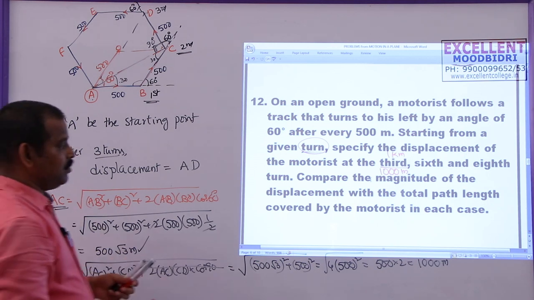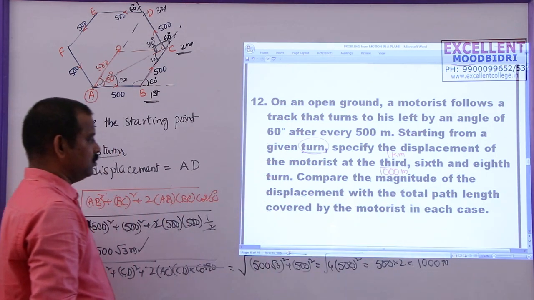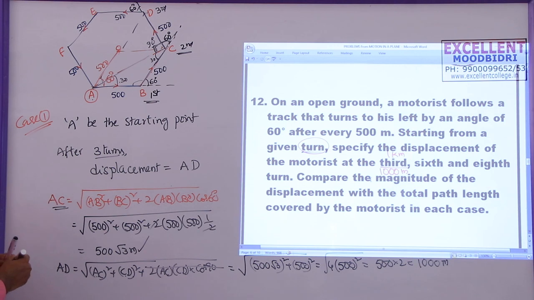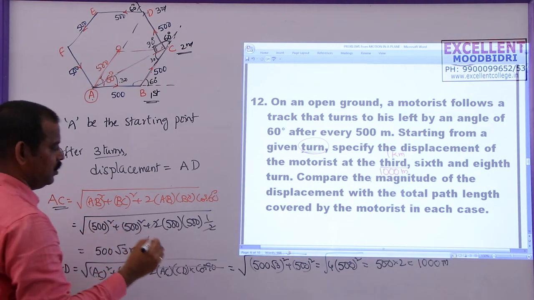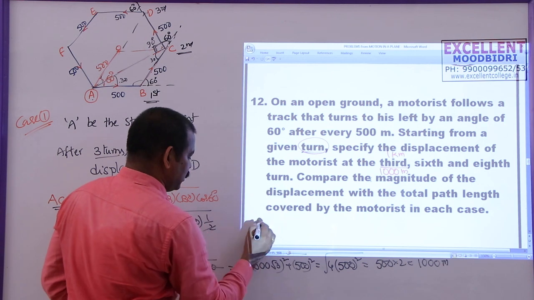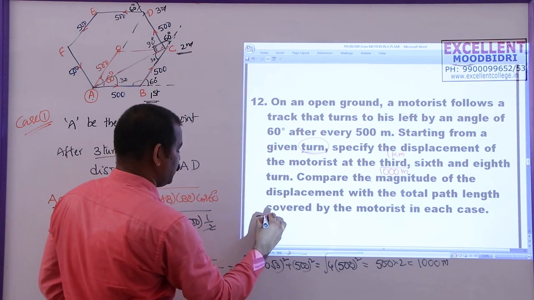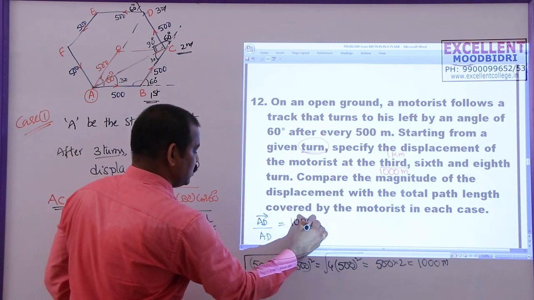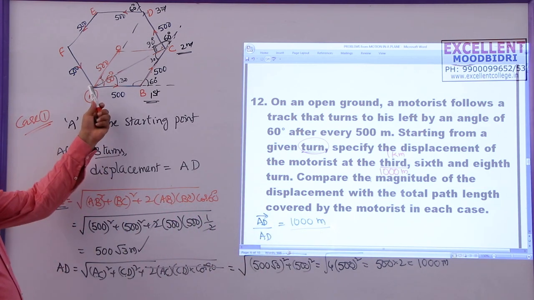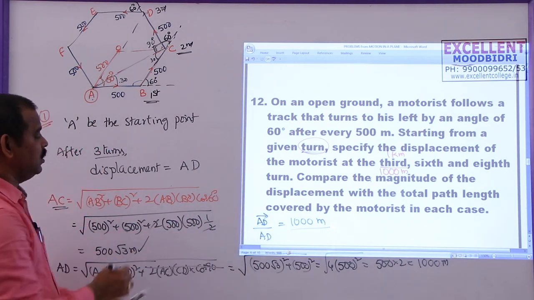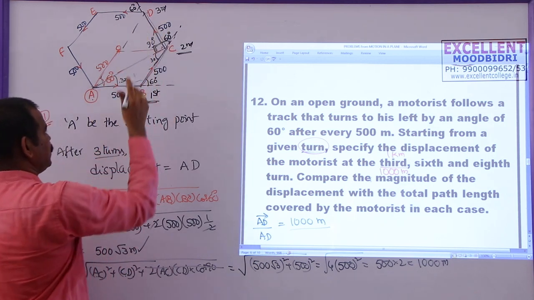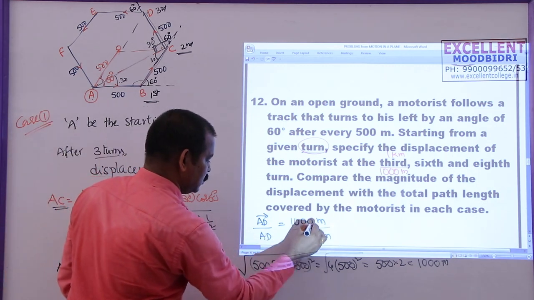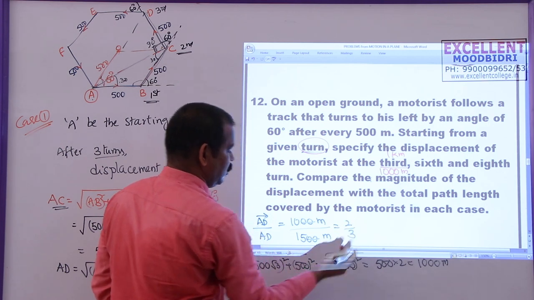Now they are asking us to compare the magnitude of displacement and the total length of the path. So in this first case, this is case 1: displacement by total length of the path traveled. Displacement I can take as AD bar by AD. AD bar, just now I got it as 1000 meters. And what is AD? Displacement, this is distance. AD is the sum of AB plus BC plus CD, that is 500 plus 500 plus 500. So this is 1500 meters. This gets cancelled. This is 2:3.